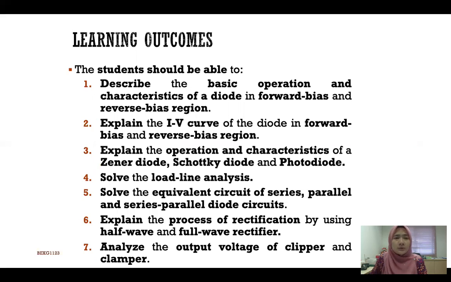And these are the learning outcomes for chapter 4. In total, we have 7 learning outcomes. You can read them one by one. Basically, for this week, we will cover up until learning outcome number 3. Describe the basic operation and characteristics of a diode in forward bias and reverse bias region. Second, explain the IV curve of the diode in forward bias and reverse bias region. And lastly, you should be able to explain the operation and characteristics of a Zener diode, Schottky diode, and also photodiode.